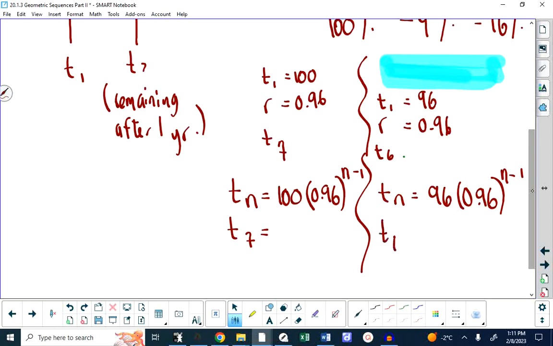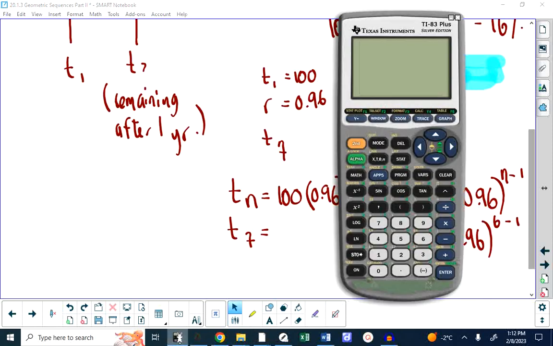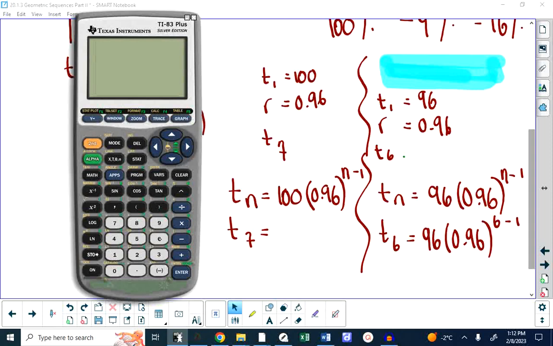I'm just going to do it with T6, 96 times 0.96 raised to the 6 minus 1. Go ahead and have that on your calculator. You're going to have to take 96 times 0.96 raised to the 5, because 6 minus 1 is 5. About 78.3% remaining.